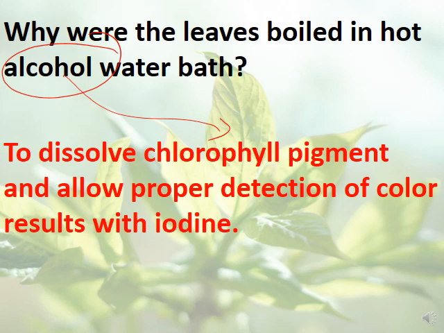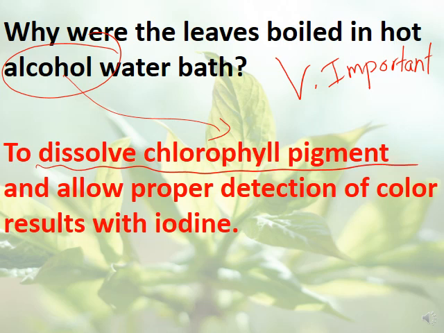Because if we have green color and also dark blue color, there is a mixing of the colors, and we cannot detect it properly. So we have to use a hot alcohol water bath. You have to know this. This is a very important note. You have to immerse the leaves in a hot alcohol water bath in order to dissolve the chlorophyll pigment. By dissolving the chlorophyll pigment, we can detect properly the color result with iodine.